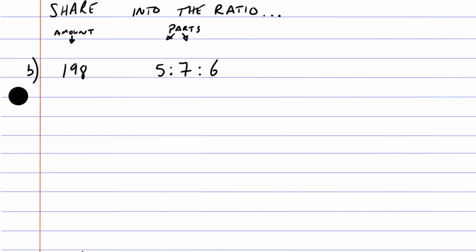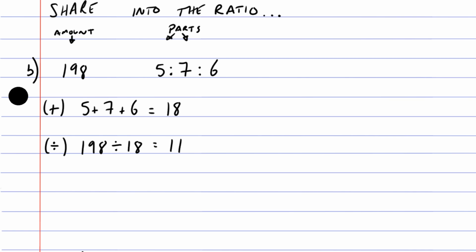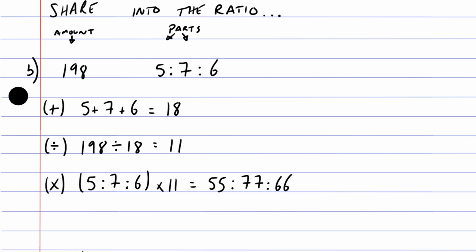Same method as ever. Add 5 plus 7 plus 6 equals 18. Divide 198 by 18 gives us 11. Then we multiply 5 and 7 and 6 by 11. Gives us 55 to 77 to 66. And we check by adding those numbers and they add up to 198, so we've got it right.